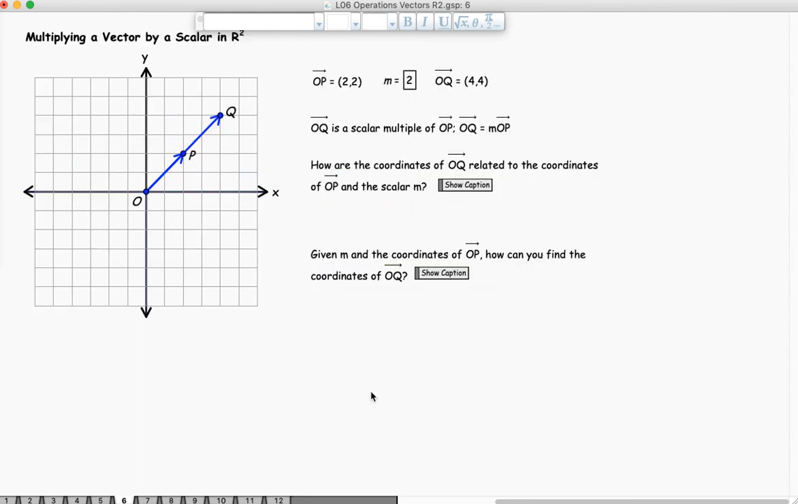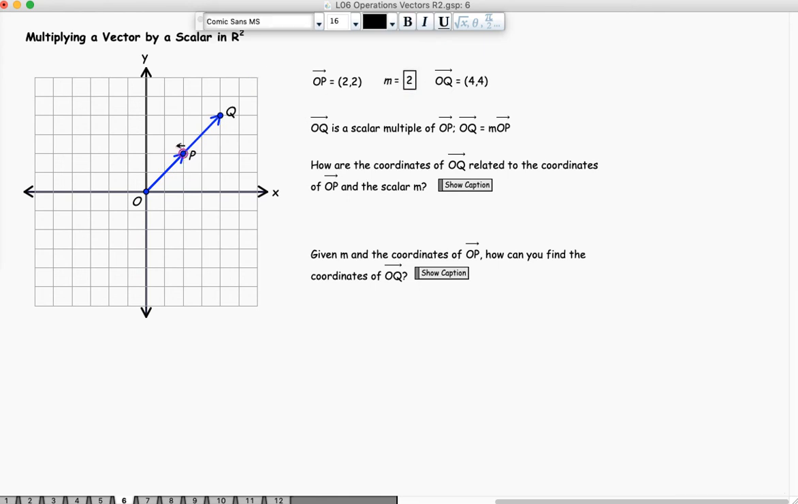Scalar multiples. So we've got vector OP, there's vector OQ, and we've already determined that if you multiply by a scalar, you get a vector that's parallel to it. So there is OP, my scalar M is 2, and now I've got OQ is (2, 4), and then I'll keep moving that around. And then you're sort of looking for a relationship. What's the relationship between the two? How can you use these components and this scalar to get that one? And to me, it's looking like you should just multiply them.